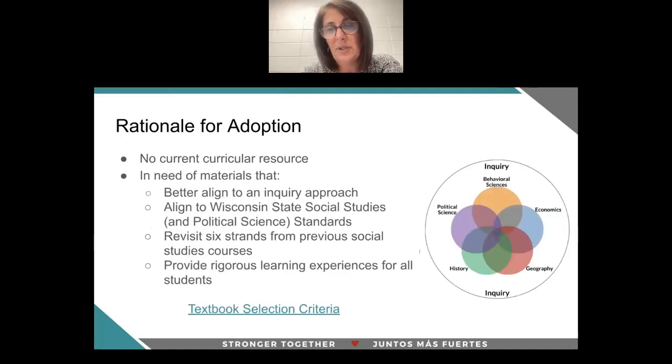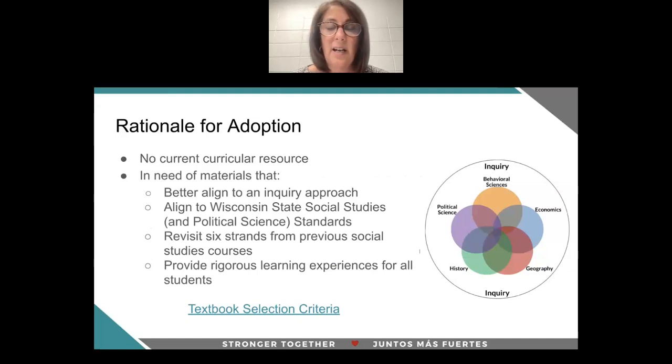Our rationale for adoption: you can see the standard strands on the right, and all of these are intertwined. We are really looking for an approach where we don't just talk about history once or just geography once, but we intertwine them and progress throughout the year. The fact that we have no current curricular resource that does all of this makes it very imperative that we do so. We also need materials that better align with an inquiry approach, that begin with the inquiry model, align to the 26 state social studies standards, revisit these standards, and we are always looking to provide a more rigorous learning experience for all of our students.